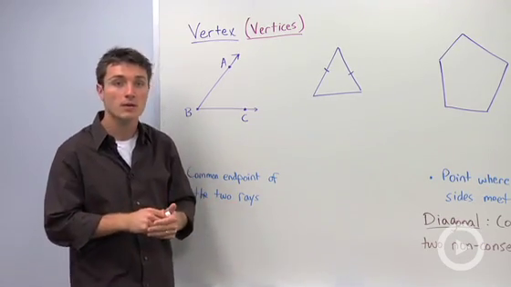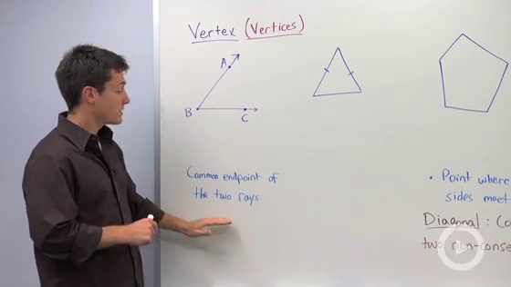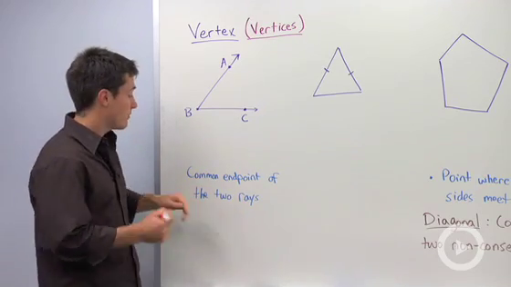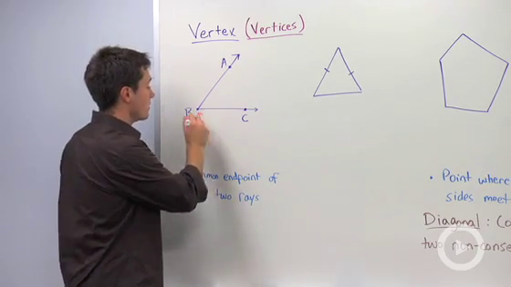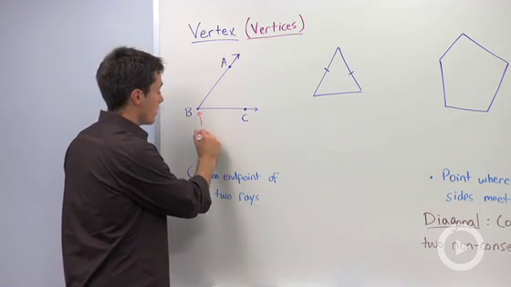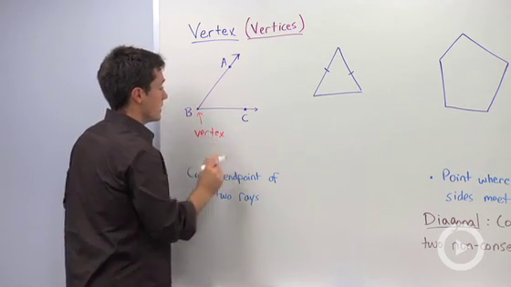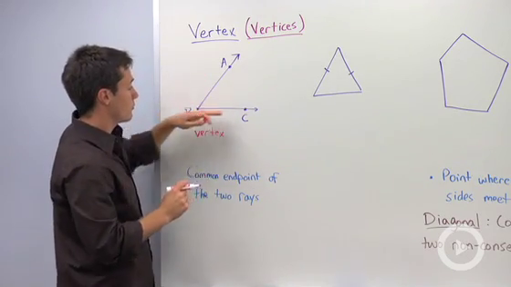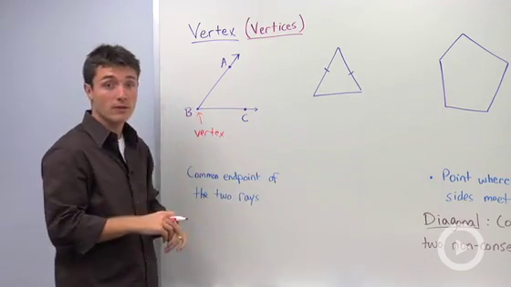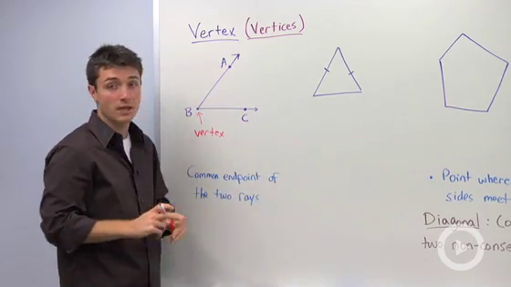If we're talking about angles, for example, the vertex is the endpoint of the two rays. So here, point B would be our vertex. It's where ray BA and ray BC begin, forming the sides of this angle.